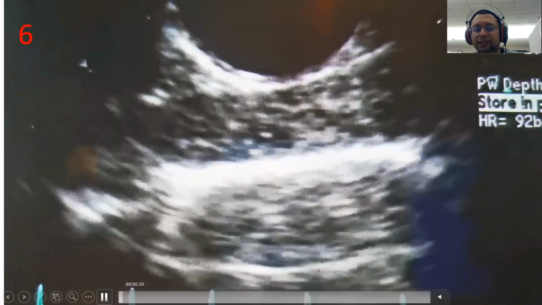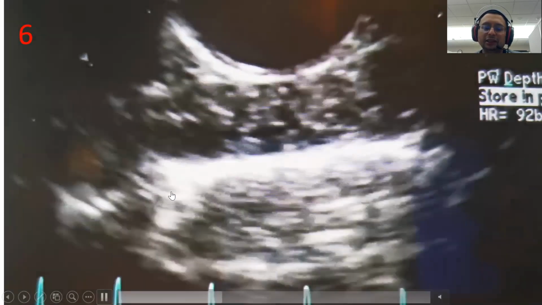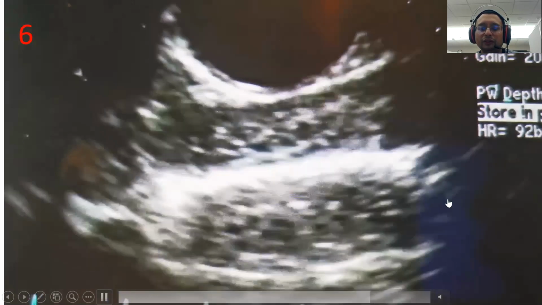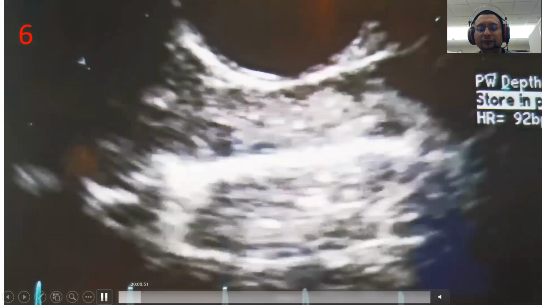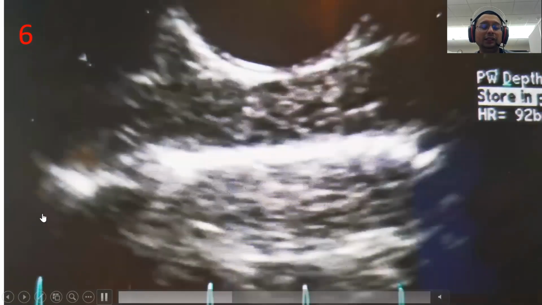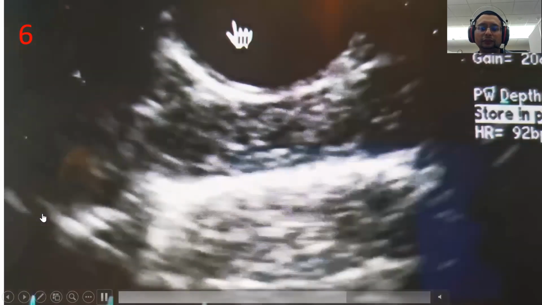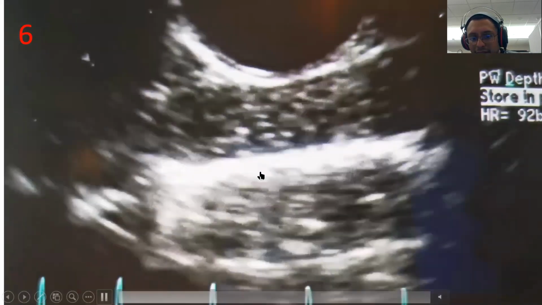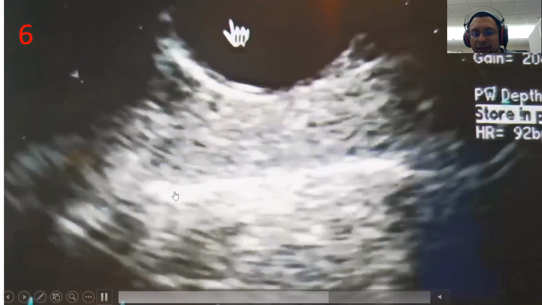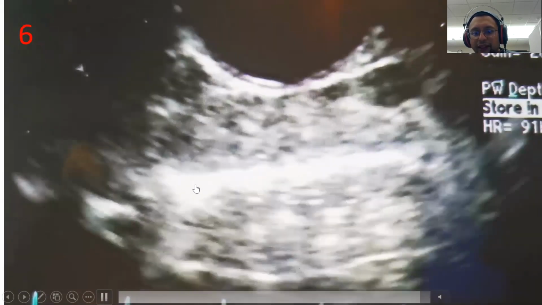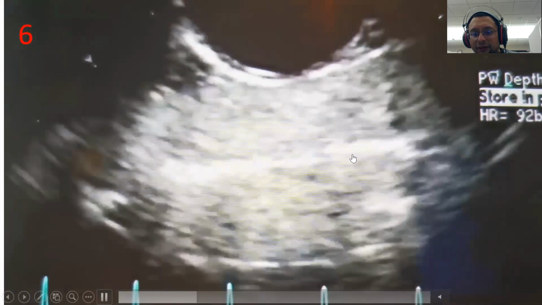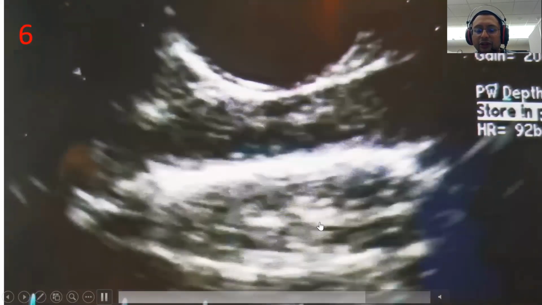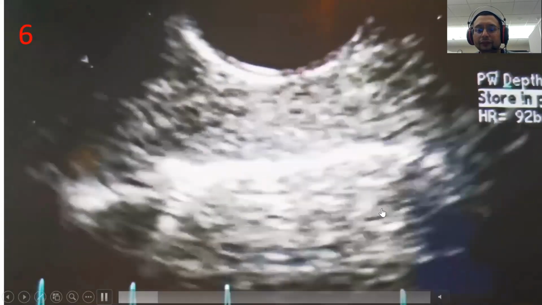Okay. Now let's see, if I say this is artifact, what kind of artifact is this? Let's say you have it in the exam, okay? Because I wanted to teach you different artifacts. So what kind of artifact is this? This is not a reverberation artifact. Let's say that I tell you this bright thing here is reflecting the image. You have a bright thing here, and then you have the same structure here and here. What is this called? This is a mirror image artifact.